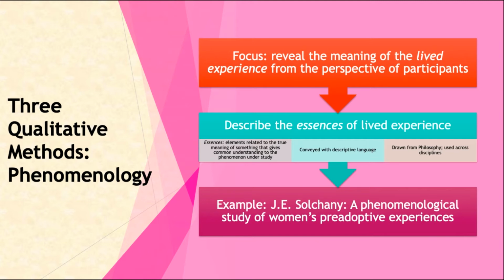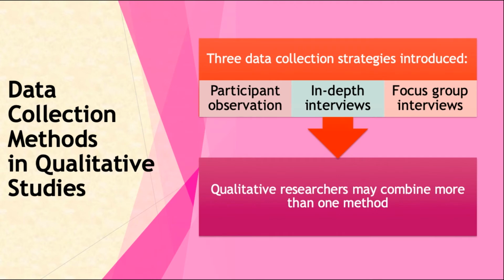So these are the three different methods. How do we collect data in qualitative studies? Three data collection strategies are introduced here: participant observation, in-depth interviews, and focus group discussion. A qualitative researcher may combine more than one. You can use participant observation, where you observe and interview people. You can interview people individually and in a group, with focus group discussion. You can do all three of them.